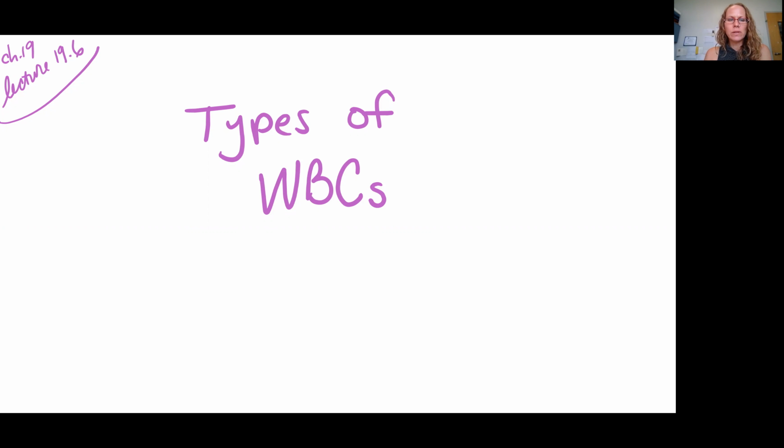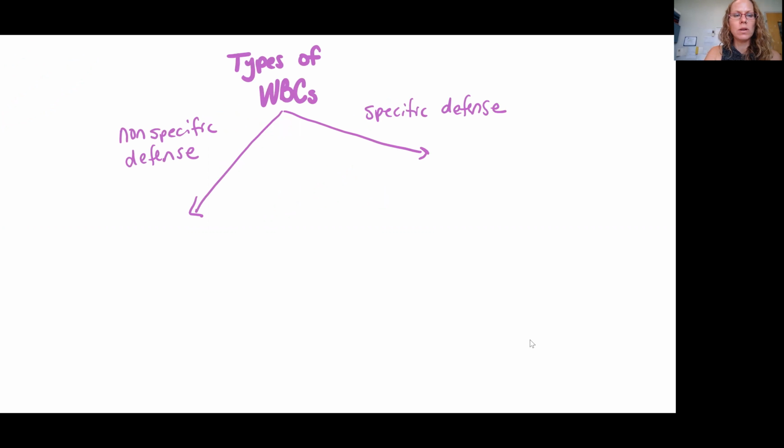Our topic for this video is the different types of white blood cells. Now, we can actually group these cells based on their role in our immunity. As we start moving into the lymphatic system in Chapter 22, we'll see that we can break our defenses into two categories: nonspecific defenses and specific defenses.